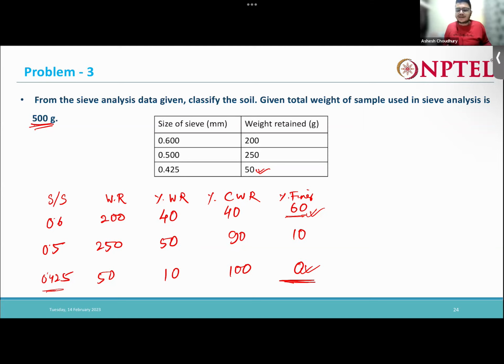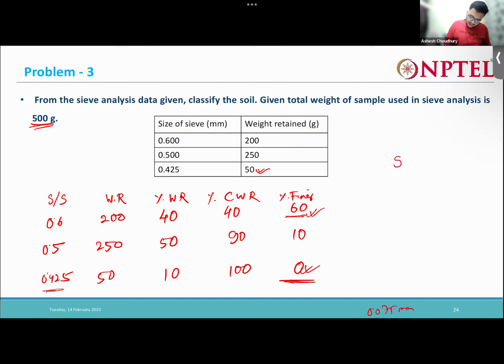So how much will be finer than 75 micron, that is 0.075 mm? If 0% is finer than 0.425, how much is finer than 0.075? Obviously 0. That means our soil is 100% sand.